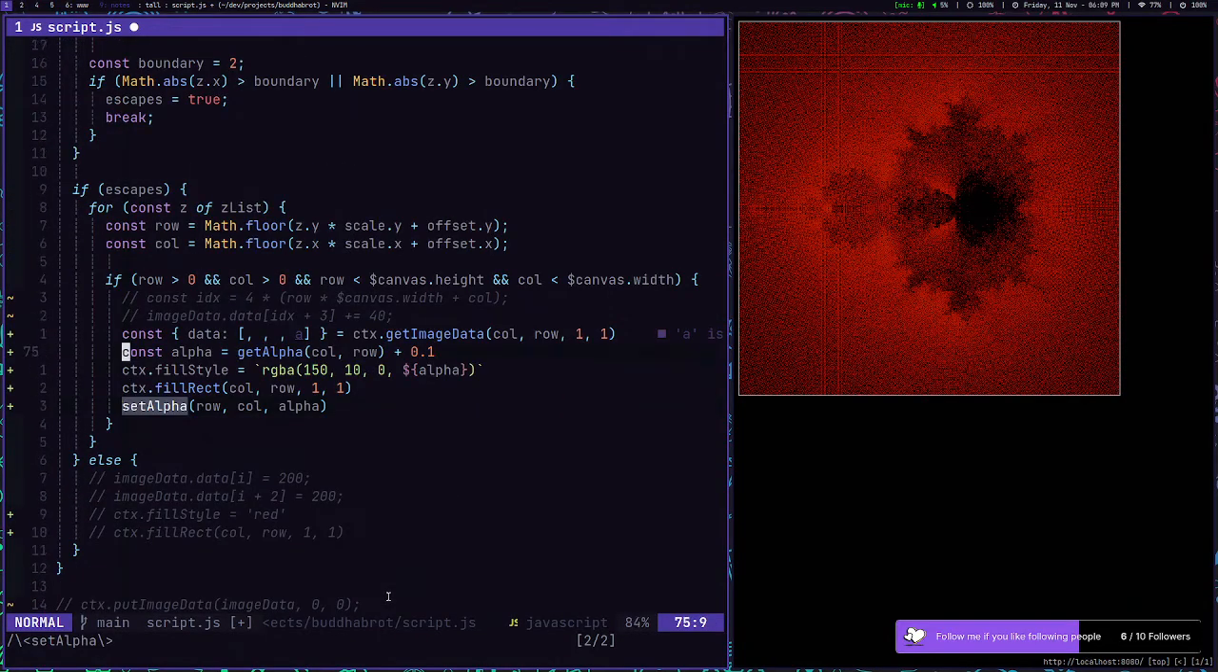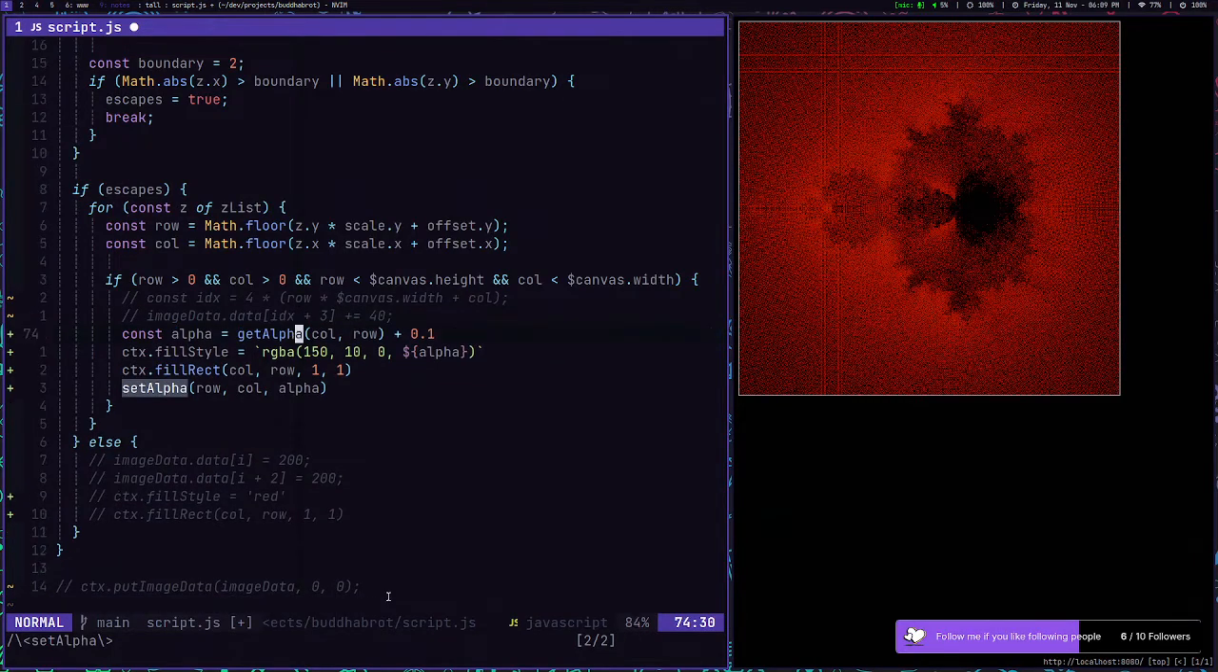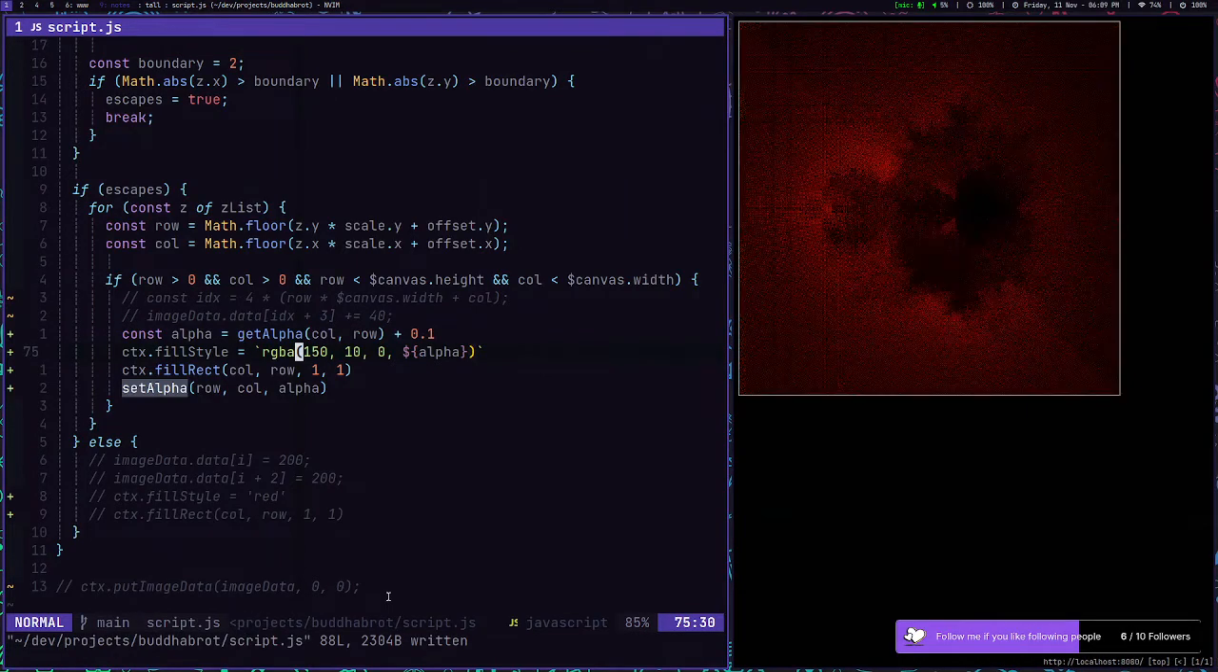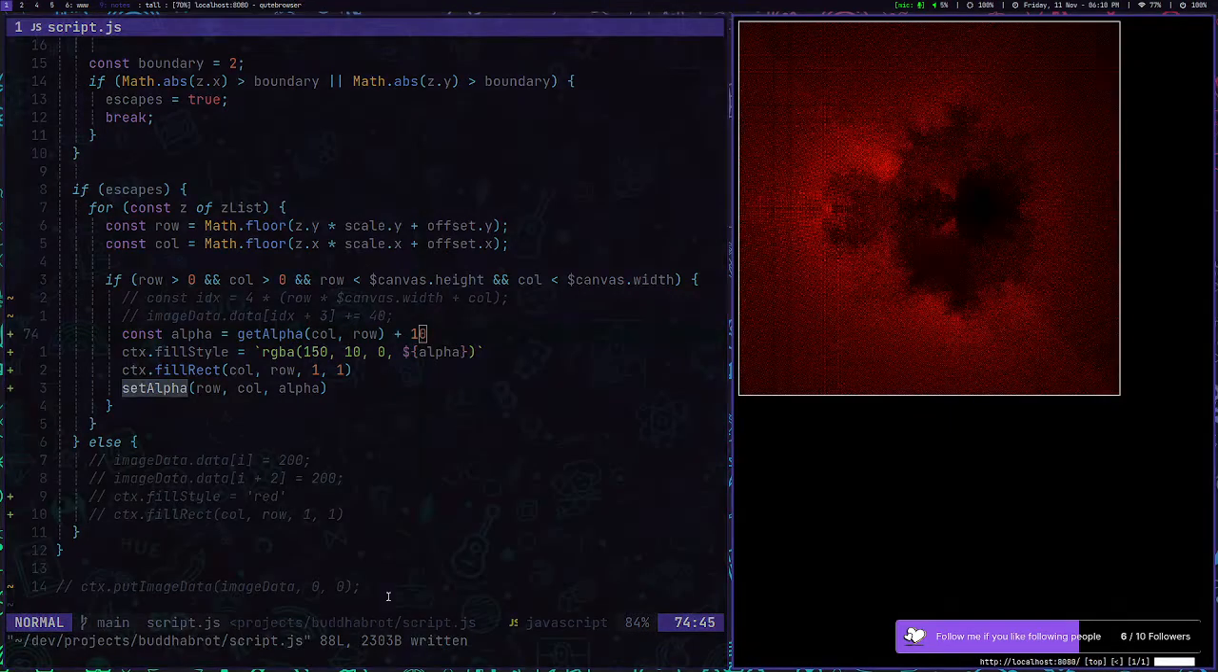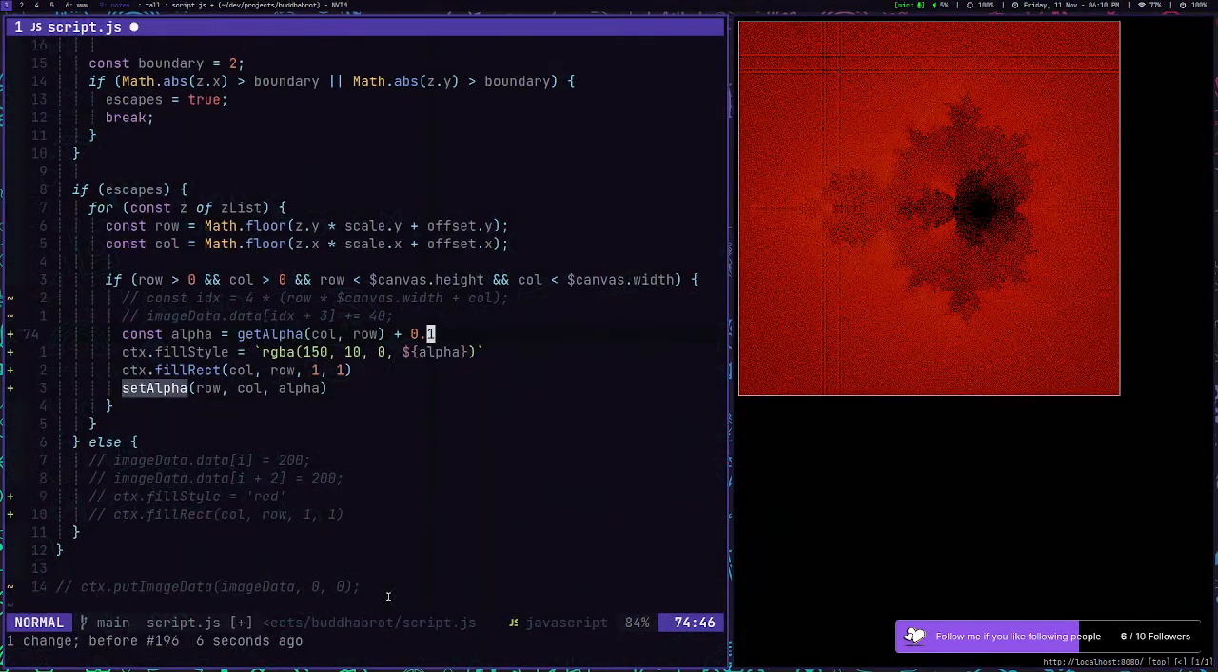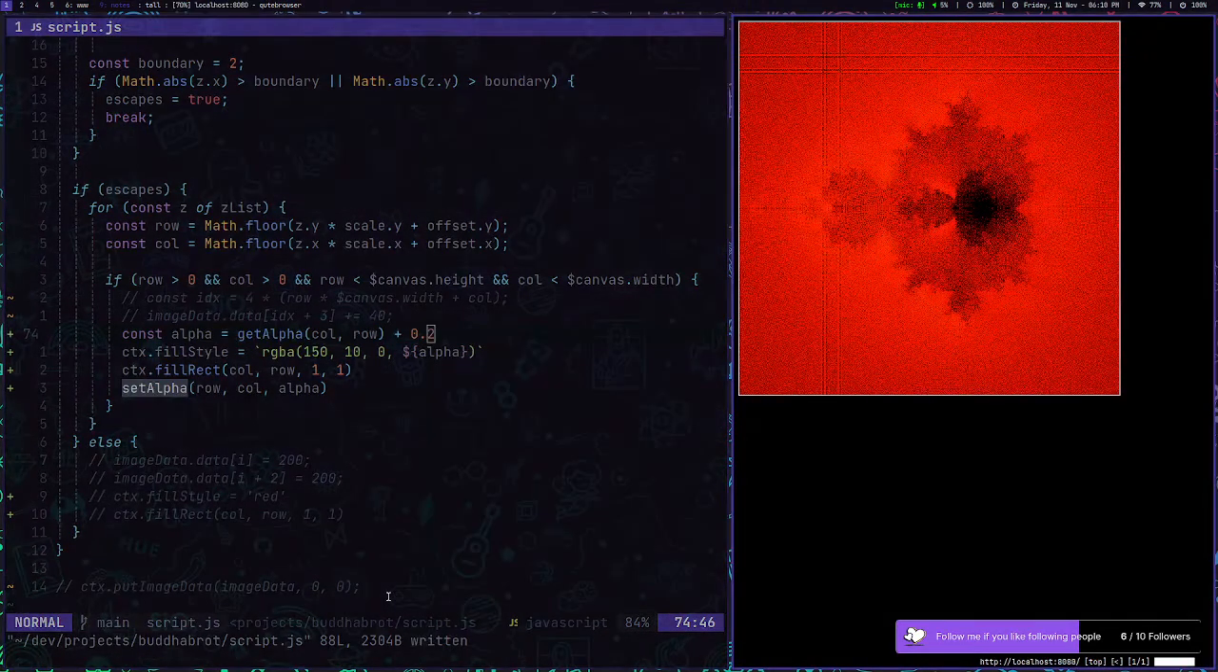Alright, I feel like we don't need that anymore. This should work, right? Okay, close enough, but I expected it to work the way it did before, but it didn't. Oh, let's try 10. No, too bright. Abort. Back to this.